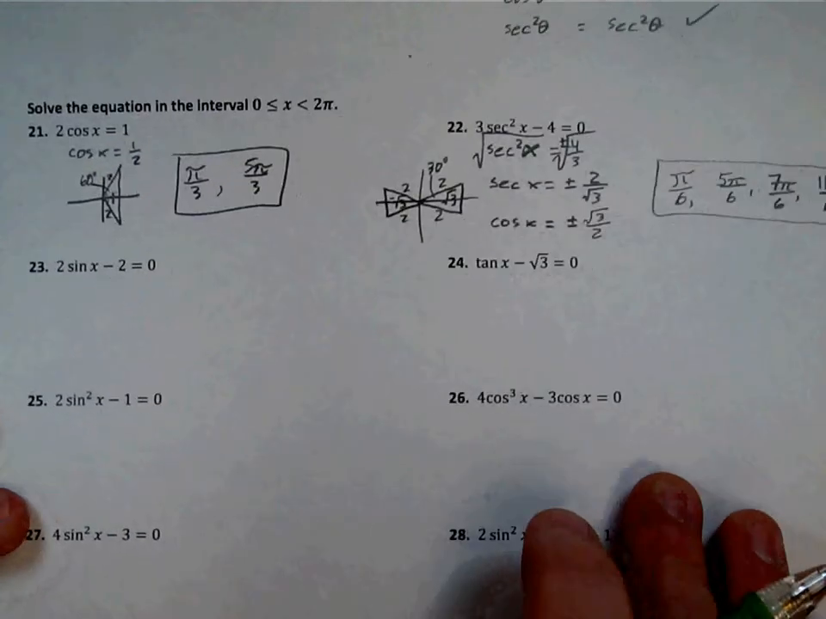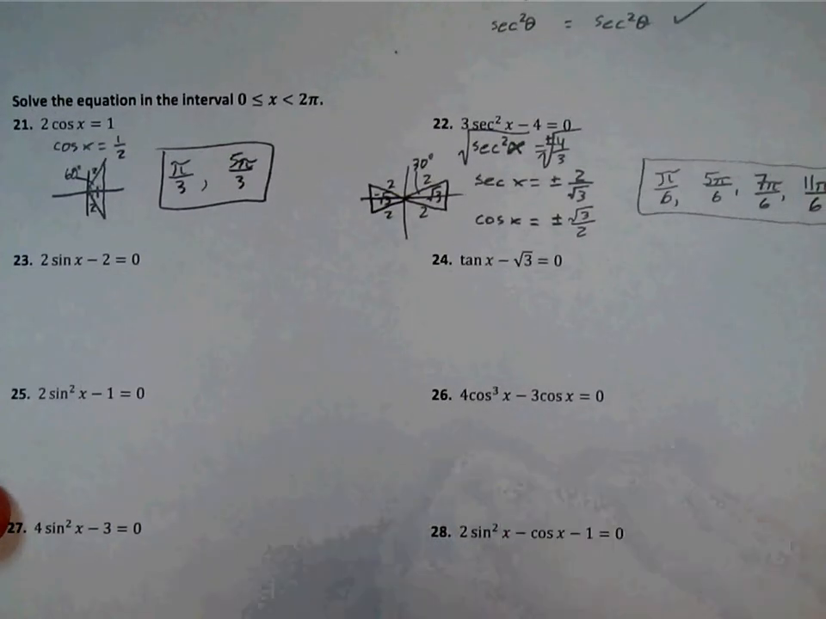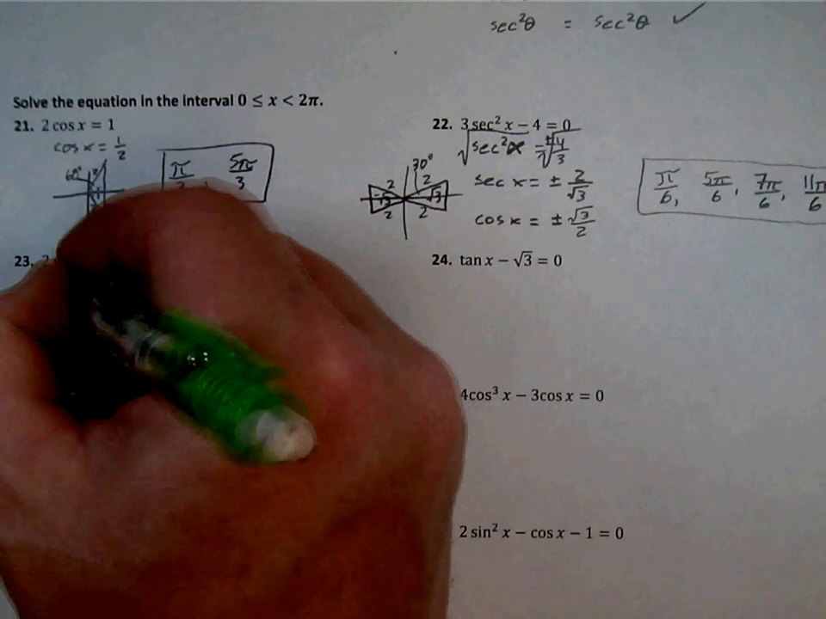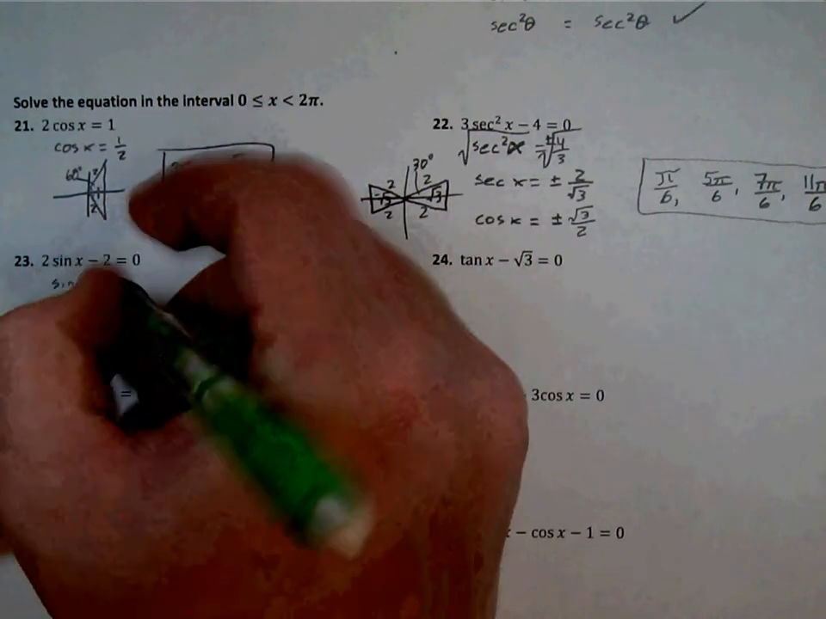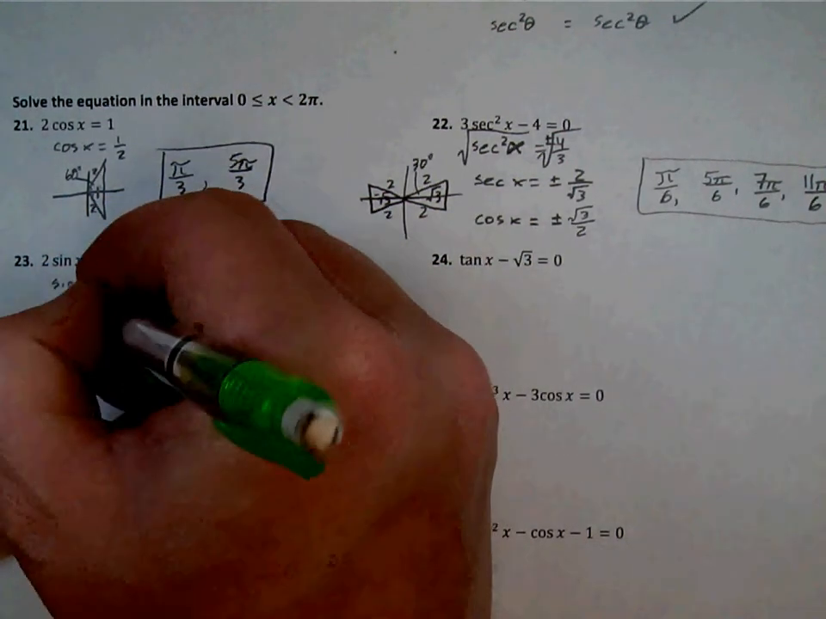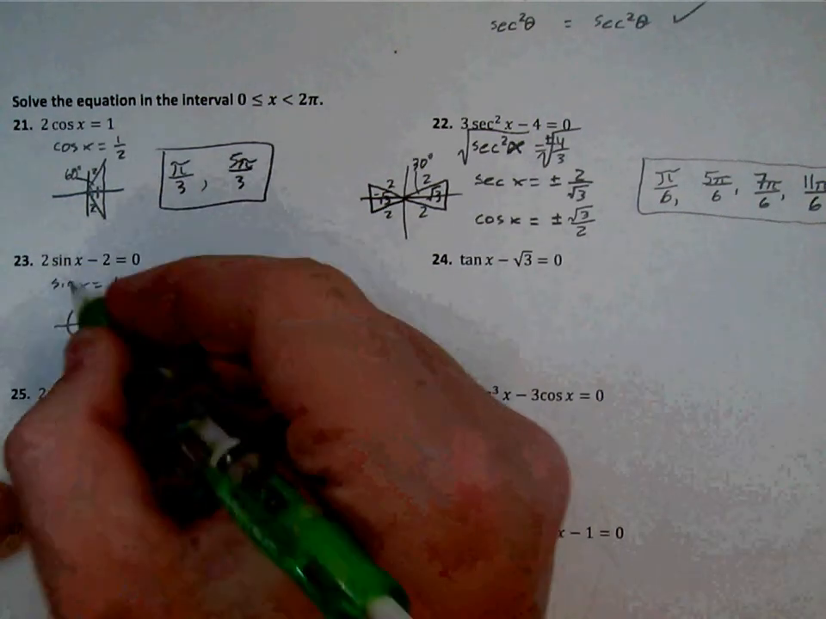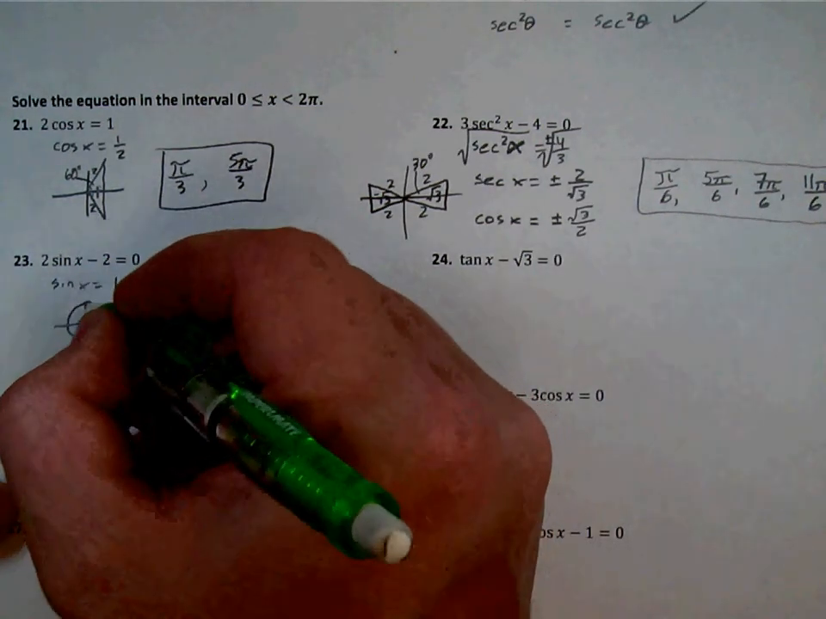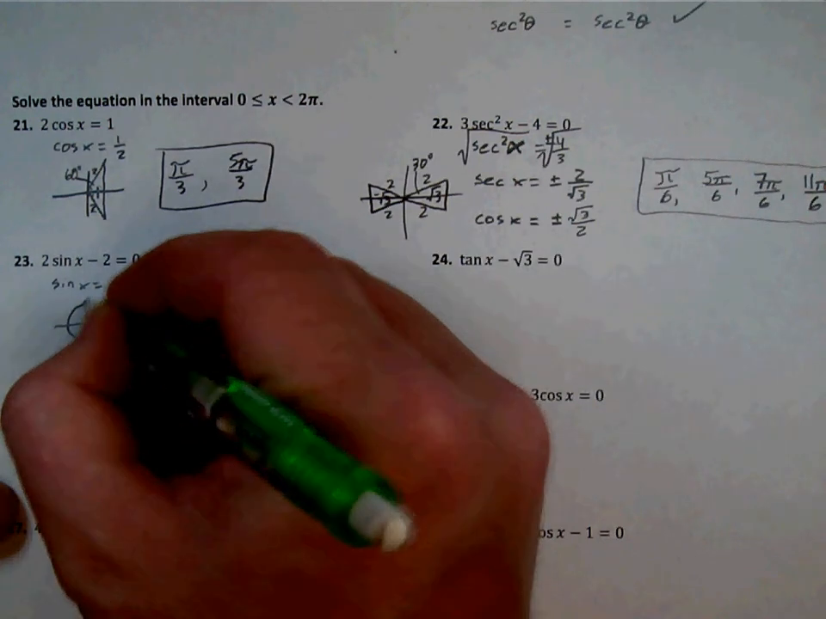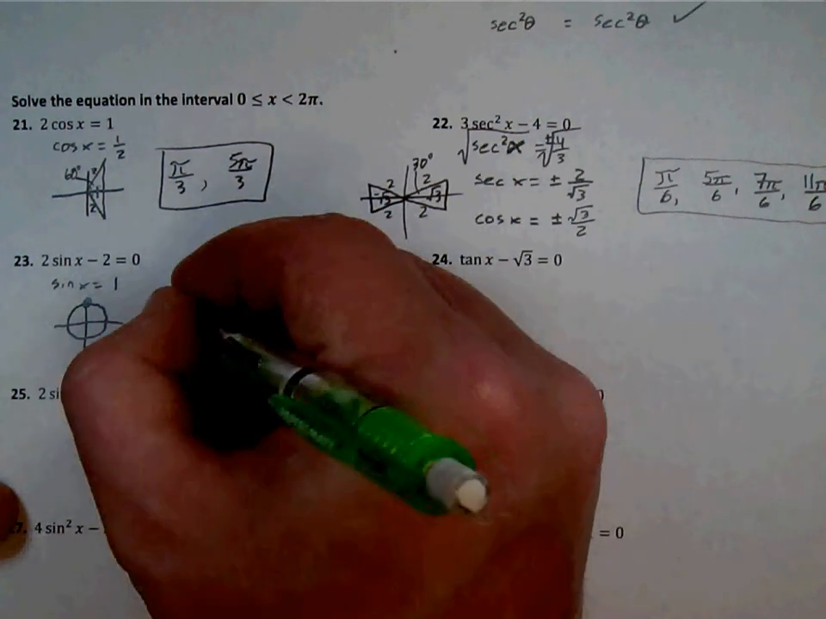Move on to number 23. I'm going to add 2, divide by 2. Giving me sine of x equals 1. That's a quadrantal angle. Think about your unit circle. Sine is the y value. Where's the y value 1 on our unit circle? Only up here at 90 degrees, which is pi over 2.